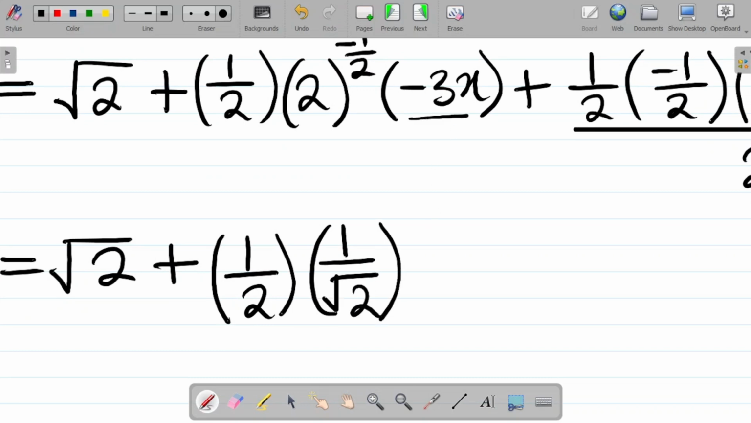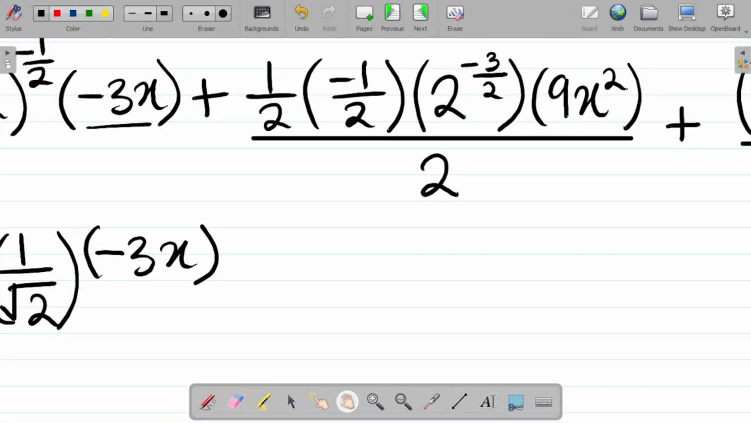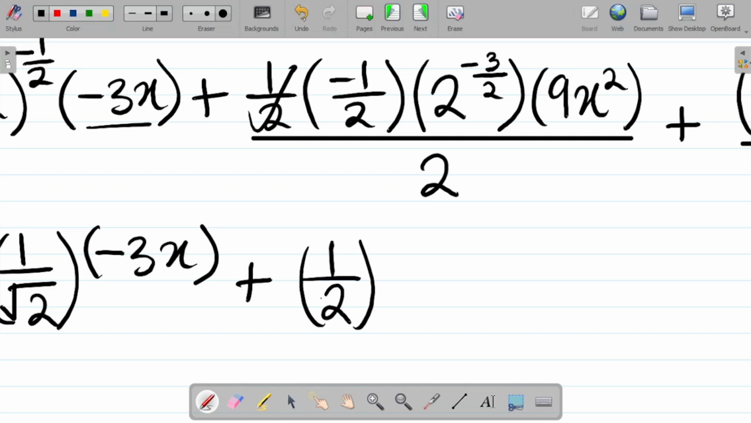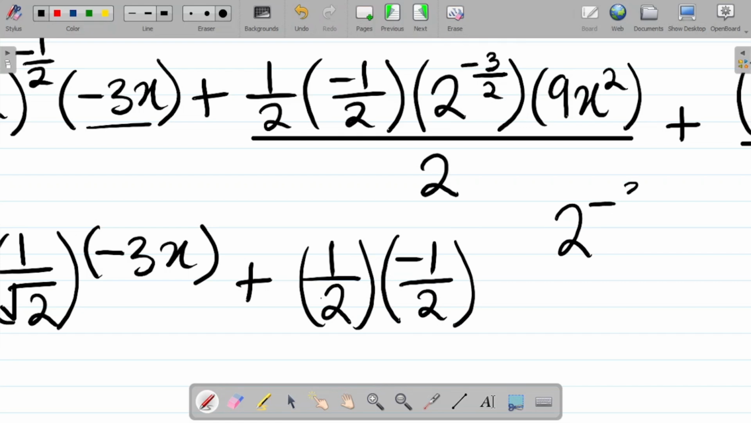Okay, then we have this one here as minus 3x. So minus 3x, we have this. All right, so that term is checked. Let's proceed. So it becomes plus. Next up, I have 1 over 2. Let me just multiply them. So this gives you, okay, let me just take them one by one. 1 over 2, which is this term here, into minus 1 over 2. So minus 1 all over 2 into this term here. All right, 2 raised to power minus 3 over 2.